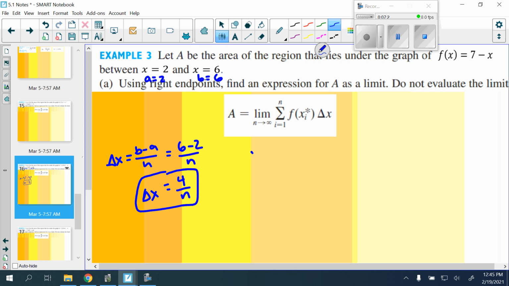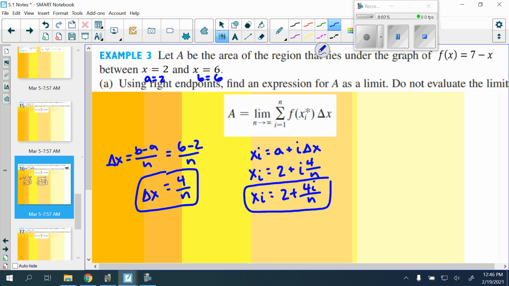All right, next let's find our x of I. That's our starting value plus I times the change in x. So here we're going to end up with the starting value, which on this one is 2, plus I times our change in x, which is 4 over n. I'm going to simplify that by combining our 4 and our I here. So it'd be 4I over n. So there's our x of I.